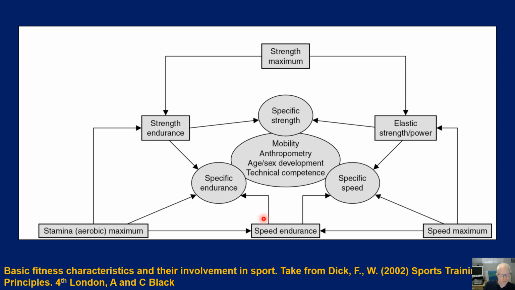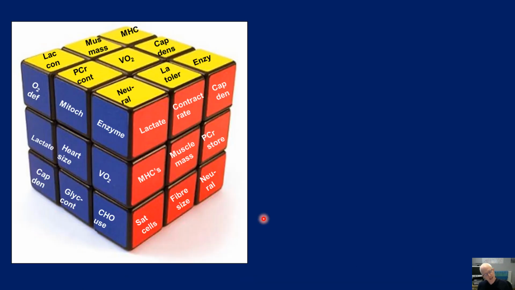And then the final way to think of this, I think, is the notion of a Rubik's Cube. I'm a huge fan of Rubik's Cubes. I think they're a great pastime. And what I've got here is a Rubik's Cube, and on each of these 3 faces, we've highlighted some of the characteristics which are potentially important to this as a response. So the blue panel here is some of the key biological responses that are important to aerobic endurance. So things like oxygen deficit, mitochondrial density, aerobic enzymes, oxygen consumption, heart size, not surprising, lactate, capillary density, glycogen content, carbohydrate use, those kind of things.